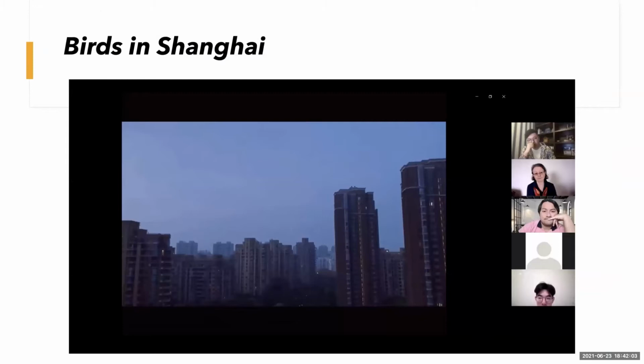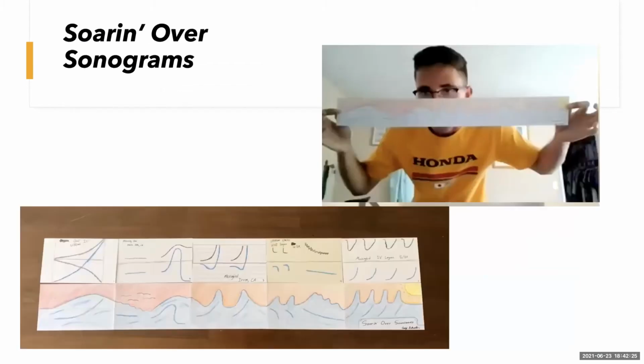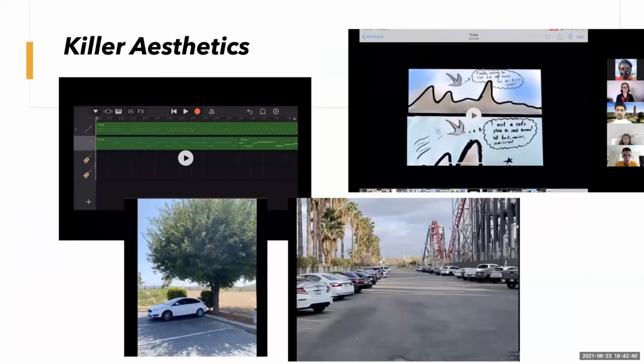And also just briefly to share with you some examples of the creative practices so that you can get a sense of how the students used some of their fieldwork practices and data. So this was one particular piece simply titled Birds in Shanghai that was developed. Another one, Soaring Over Sonograms, and you can see the student sharing some of their ideas here, captivated by Hannah Tulicki's work, and actually did some fascinating recordings. This student, Killer Aesthetics, lives near Six Flags in California, and so created a piece that drew on his recordings, but also narratives of his processes.